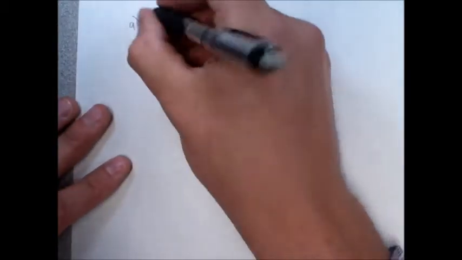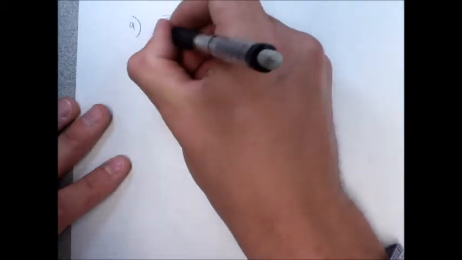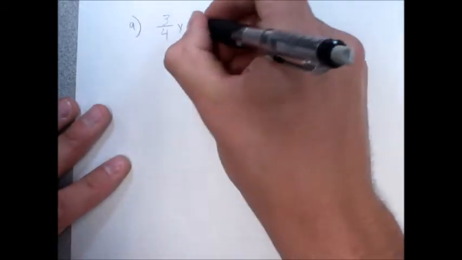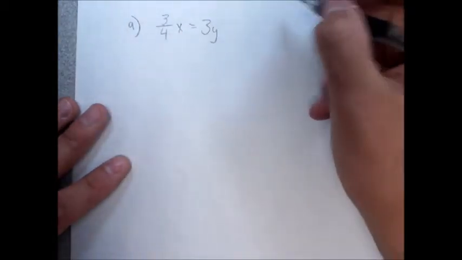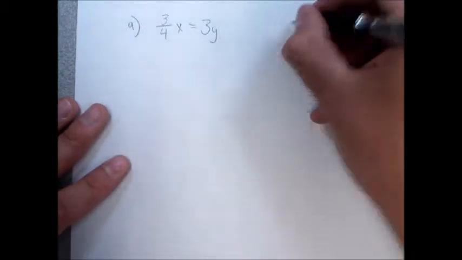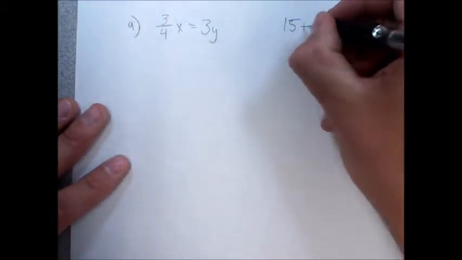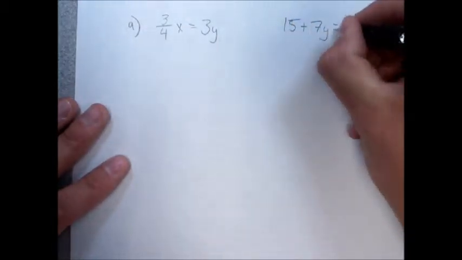We're going to start seeing fractions, and we can make our life easier with fractions. Instead of dealing with fractions, we can make them to where they're whole numbers. In order to do that, we just have to multiply the whole thing through by a certain number depending on what the problem is. So first problem, 3/4 x equals 3y, and then the next one is 15 plus 7y equals 3x.